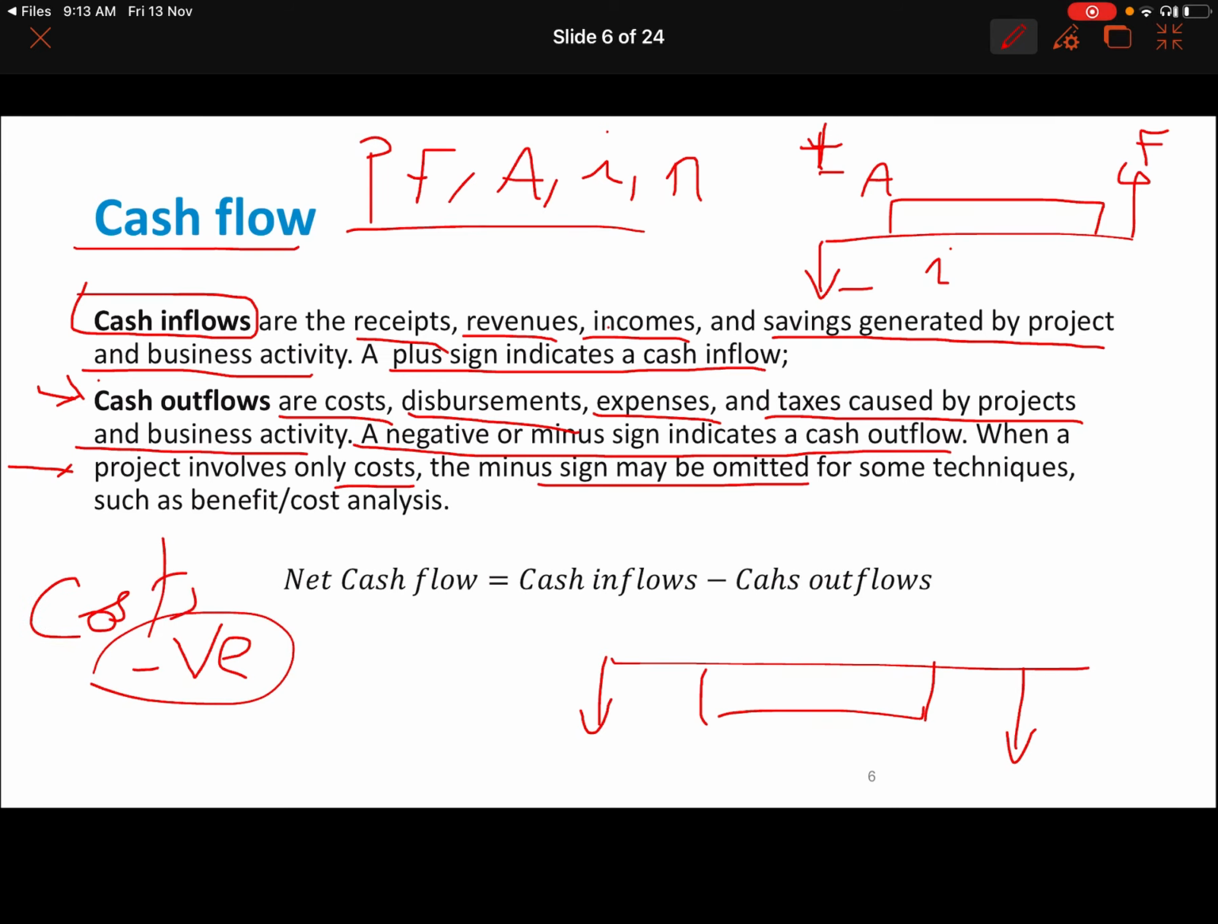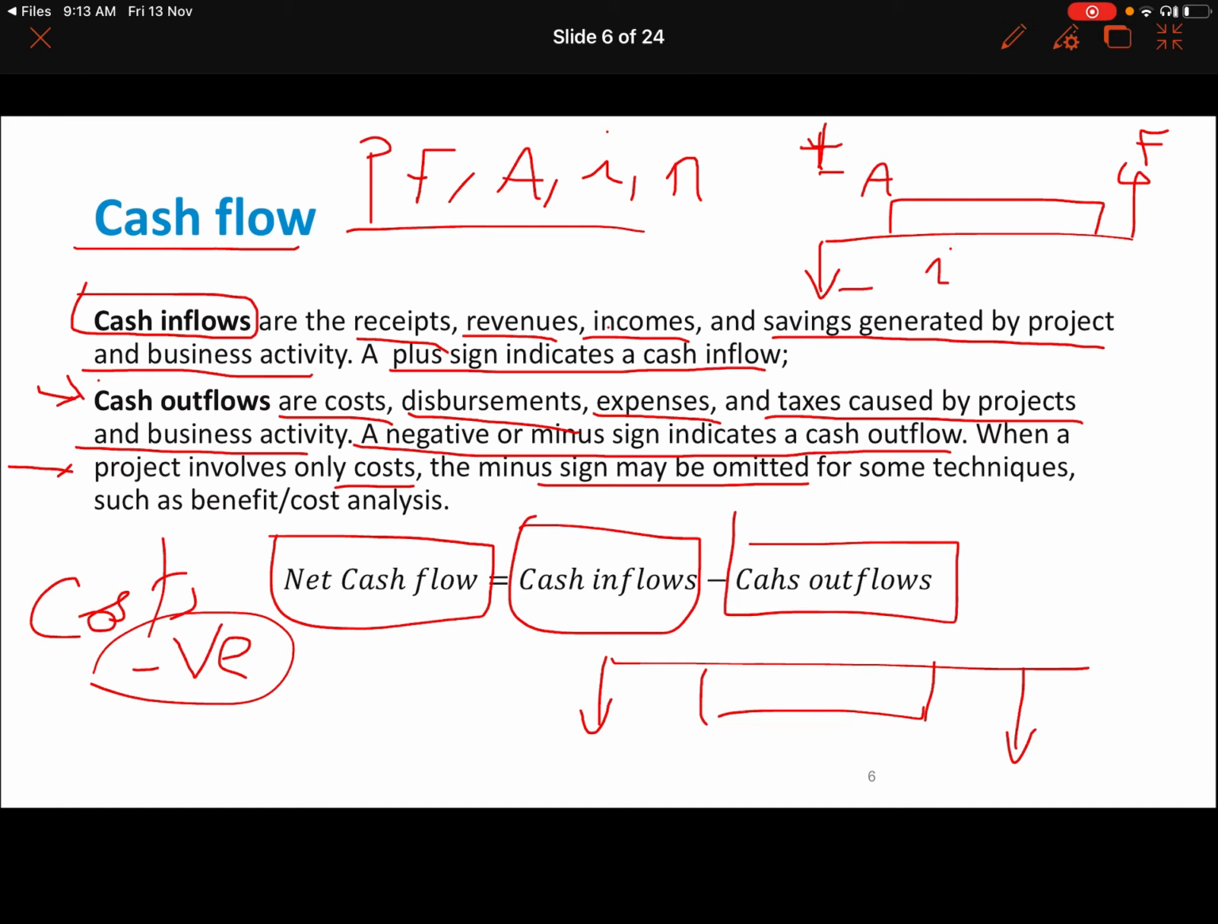If I want to estimate the net cash flow, I just say the net cash flow is the cash inflows minus the cash outflows.